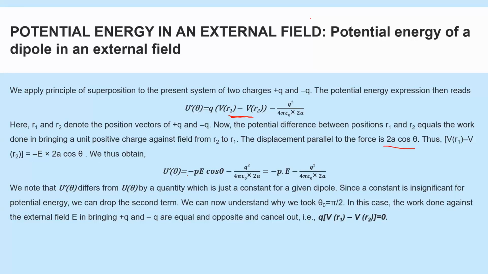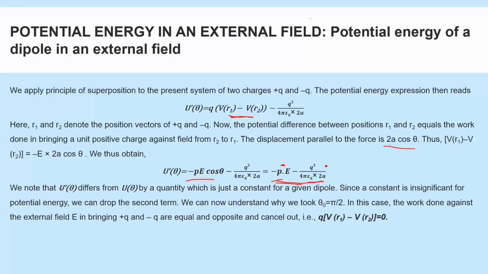Putting these values in the equation, we get minus PE cos theta that we saw before, and adding this work also, this is the final equation that we get. This is due to the external field, because of the torque that is acting on the dipole, and this is the work being done when we bring a unit positive charge against the field from R2 to R1.